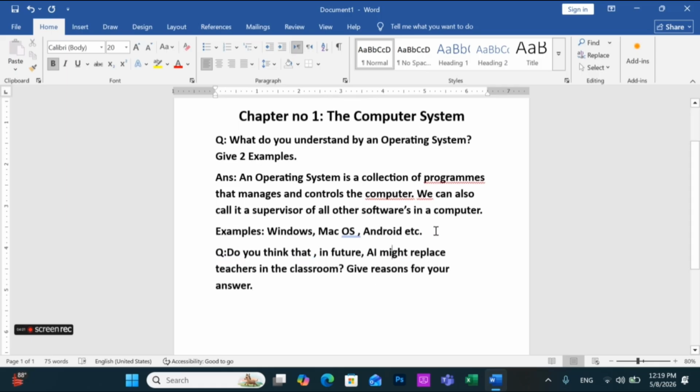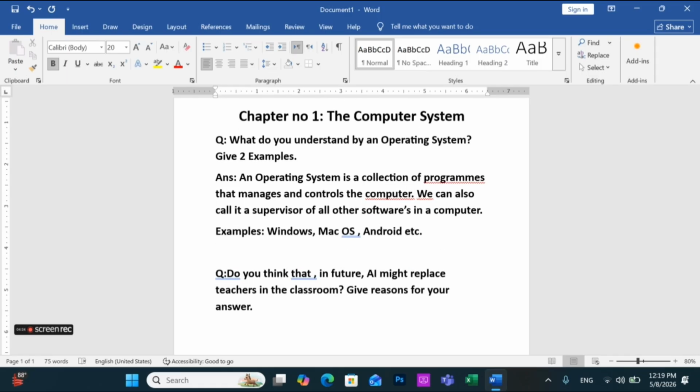Okay, so the next question is, you have to tell me, do you think in the future AI, meaning artificial intelligence, might replace your teachers in the classroom? If yes, then you have to tell me the reason, how the AI will replace a teacher. If no, then you have to write the reason for your answer. Okay, so according to me, if I am a student answering this question, I say no. Why do I say no? Because the basic difference between humans and robots is feelings. Robots don't have feelings, so that's why it might not take any type of replacement.